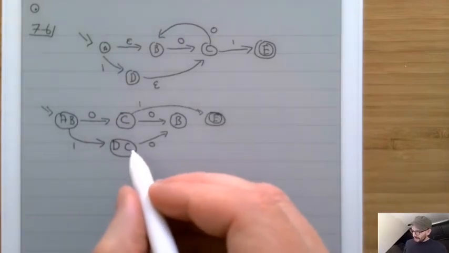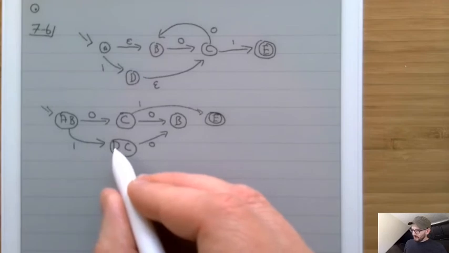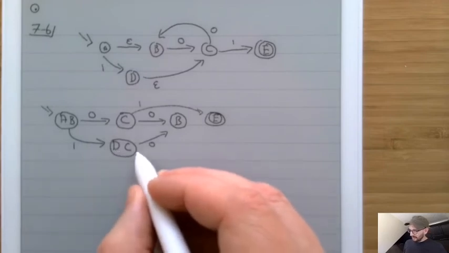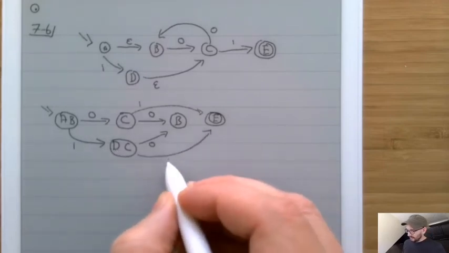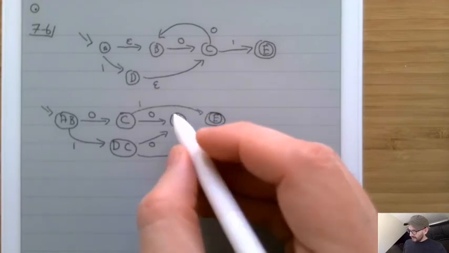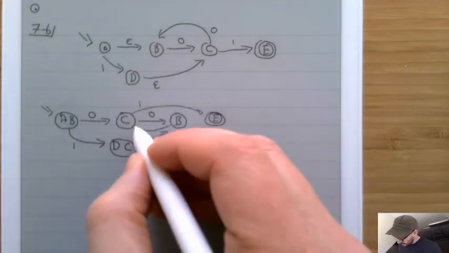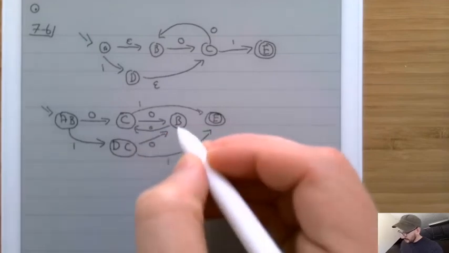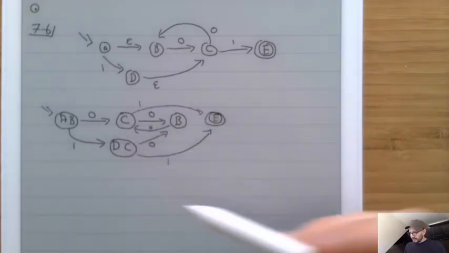And DC on a 1, the D part would go nowhere, the C part would go to E, so there would be an edge back here on a 1. Now what about B? On a 0, it would just go to C right there, and on a 1 it would go nowhere. So this right here is our new machine.